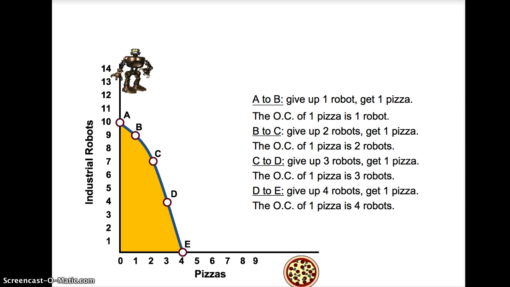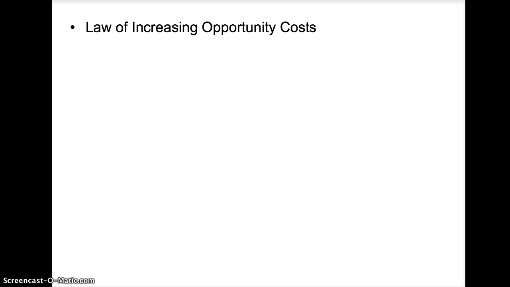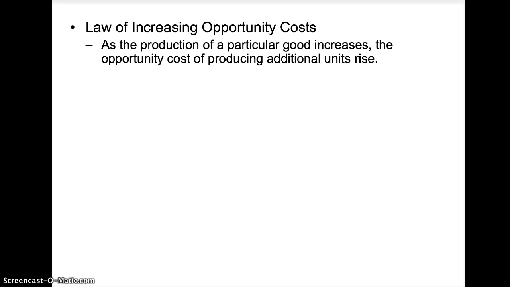You can see that opportunity cost increases as we move from point A to B, B to C, C to D, and D to E. The increase in opportunity cost has a special name. The law of increasing opportunity cost tells us that as the production of a particular good increases, in our case pizza, the opportunity cost of producing additional units rises. More robots must be given up.